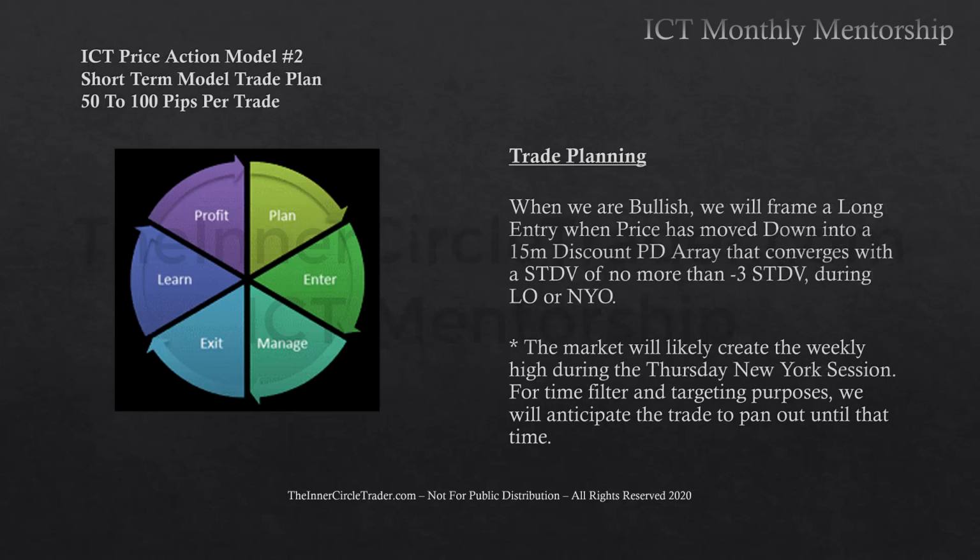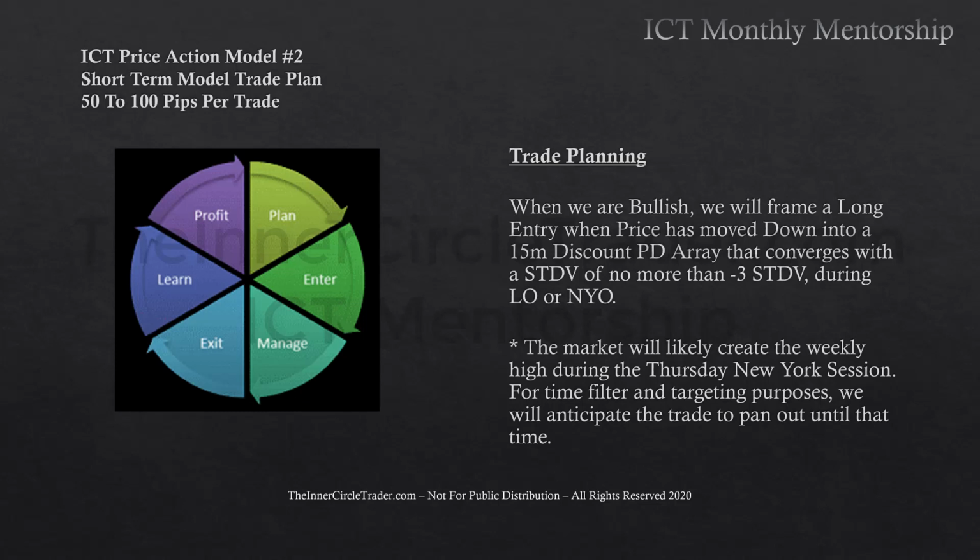When we are bullish, we will frame a long entry when price has moved down into a 15-minute discount PD array that converges with a standard deviation of no more than 3 standard deviations lower. In other words, we would look at nothing lower than 3 Asian range standard deviations projected lower, or 3 central bank dealers range projected lower, or 3 FLOUT levels lower during London Open or New York Open.